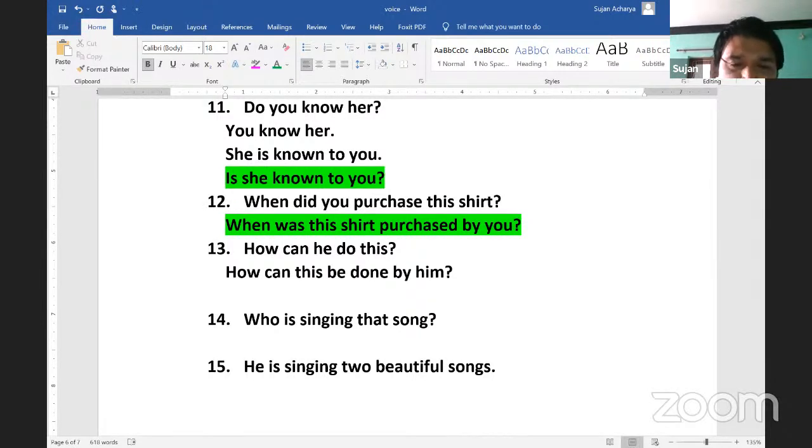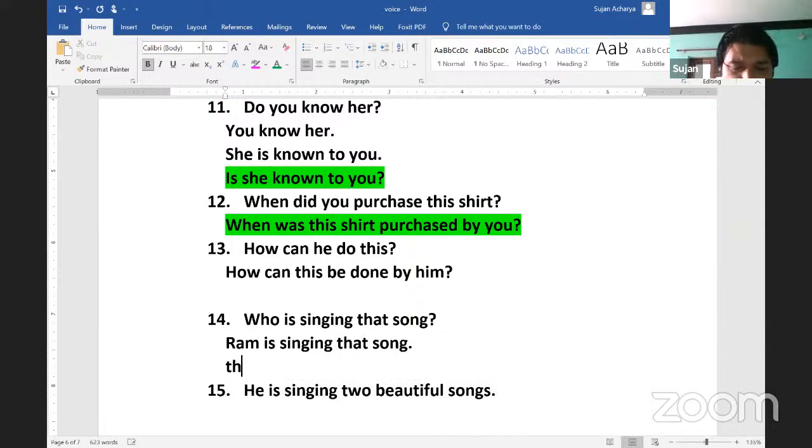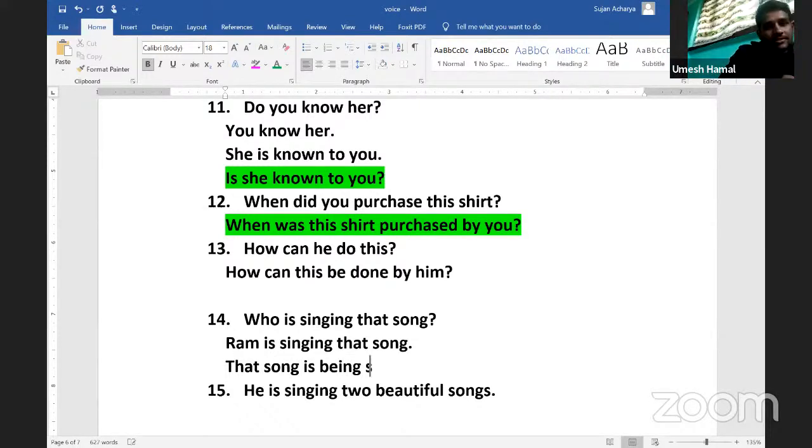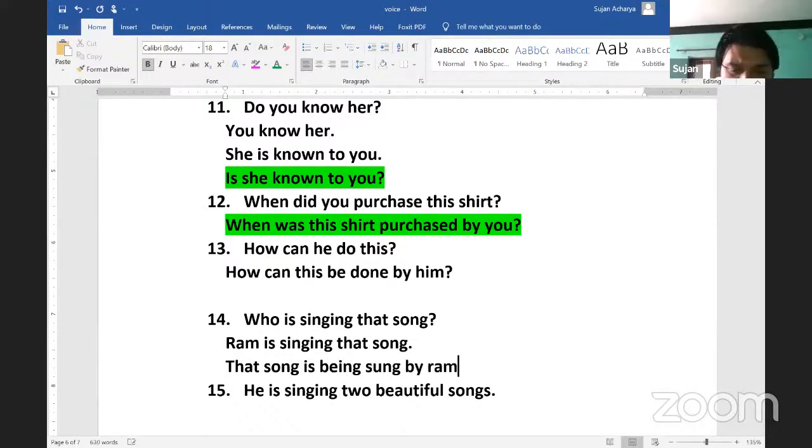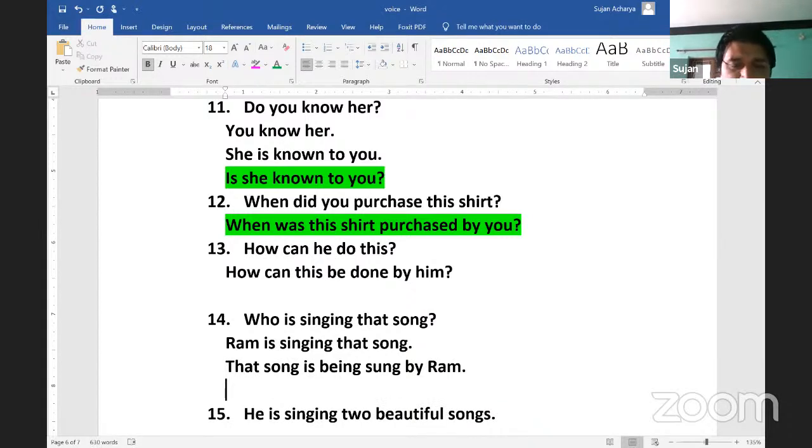Who is singing that song? Ram is singing that song. That song is being sung by Ram. Remove by Ram: who is that song being sung by? Answer.